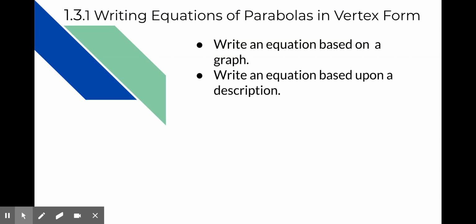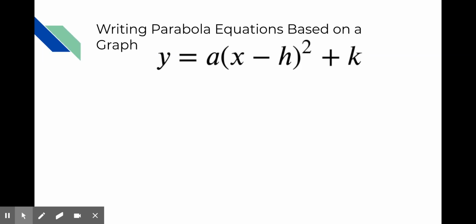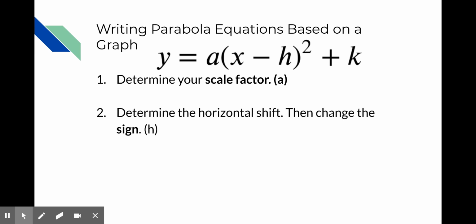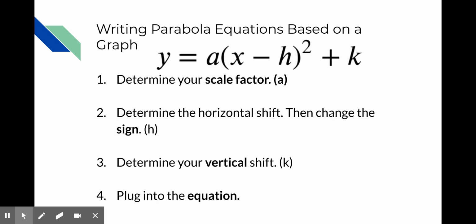Okay, in this video, we are going to go over how to write equations of parabolas in vertex form. Remember the general form for a parabola is y equals a times x minus h squared plus k. So your first step is to determine your scale factor, so the a. The second step is determine the horizontal shift, then change the sign, and that would be your h. And then your third step is to determine your vertical shift or your k, and then plug that into the equation.